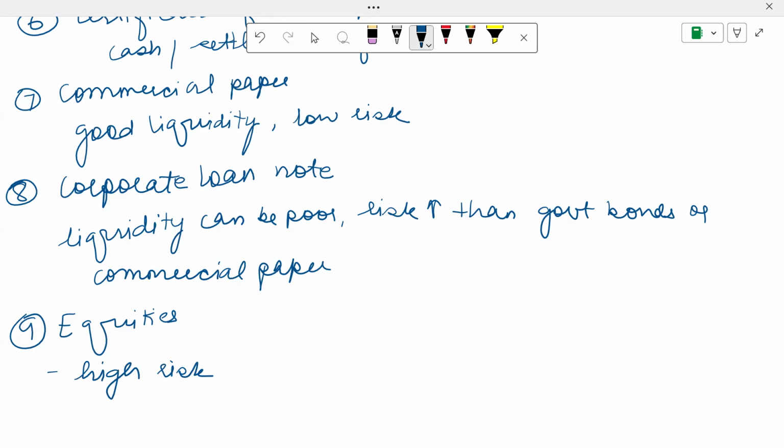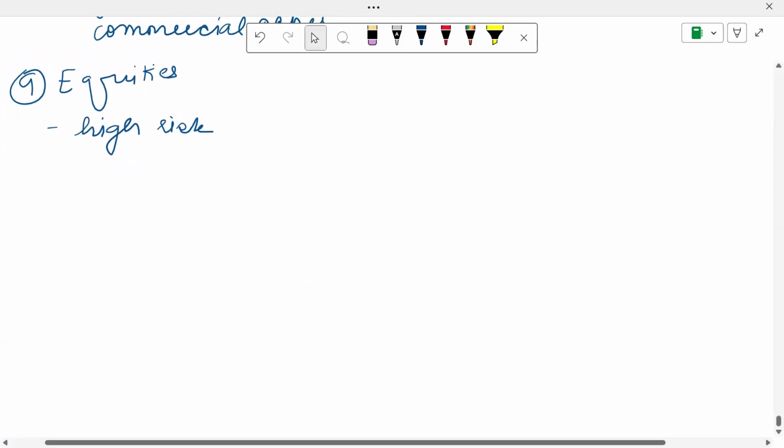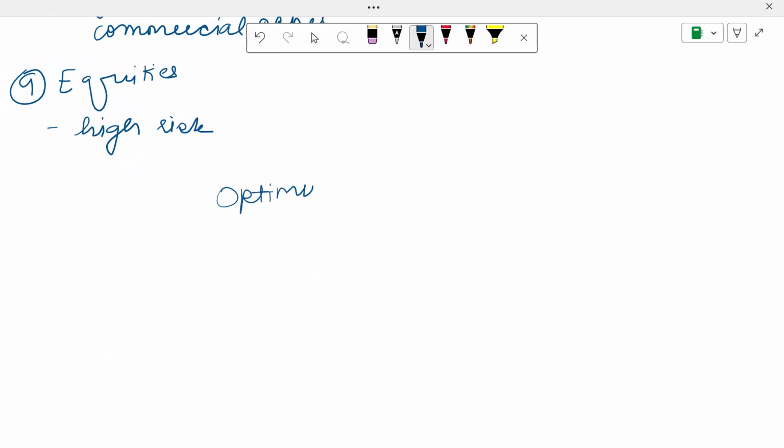Now, the next concept that we have in this chapter is that there are different models of how much cash a business should hold. So to find out the optimum cash balance that the business should hold, there are basically two models that we will be talking about. Number one is the Baumol model, and number two is the Miller-Orr model. So let's first speak about the Baumol model.